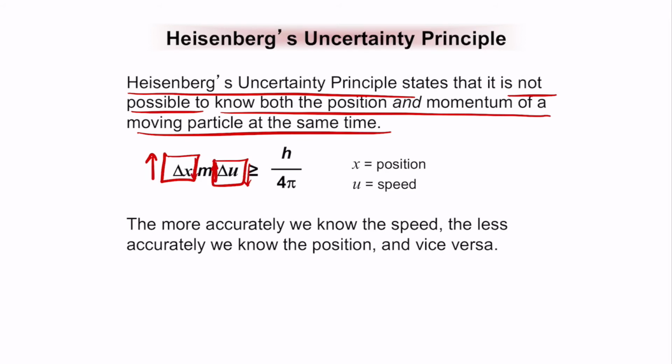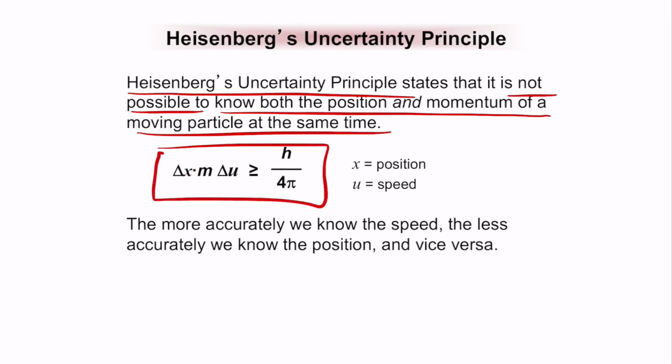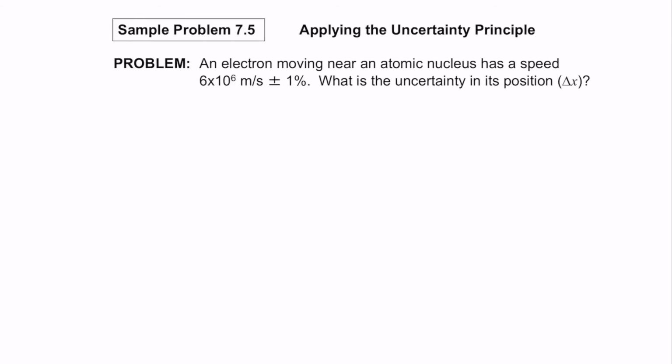This was perfectly stated with the Heisenberg uncertainty equation, which is delta x times m times delta u is greater than or equal to h by 4 pi, where h is Planck's constant and m is the mass of the particle. So the more accurately we know the speed, the less accurately we know the position, and vice versa.